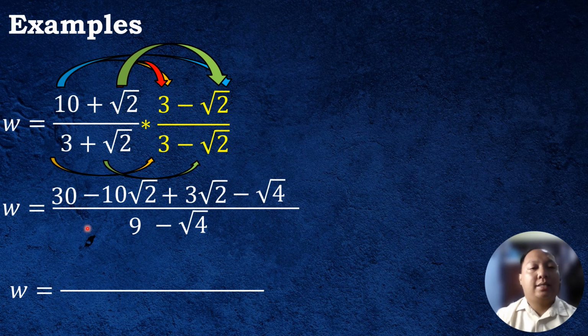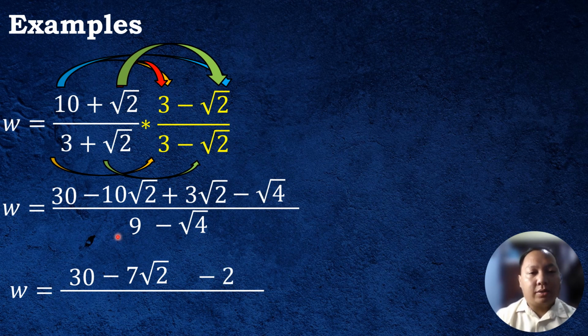Now again, isa-isahin natin. Bring down 30. Now negative 10 square root of 2 plus 3 square root of 2 is negative 7 square root of 2. Bakit? Again, may utang kang 10, may pera kang 3, so may utang kang 7. So that's negative 7 square root of 2. Kinopya lang po yung square root of 2, okay? Then, minus square root of 4, we all know na yung square root ng 4 ay 2. So it will become minus 2.